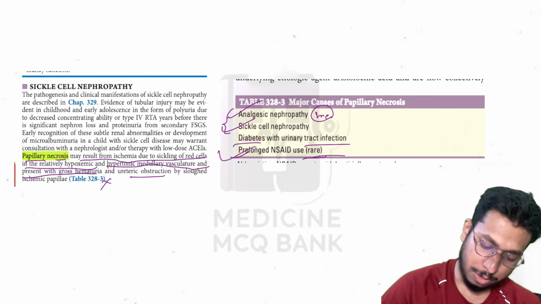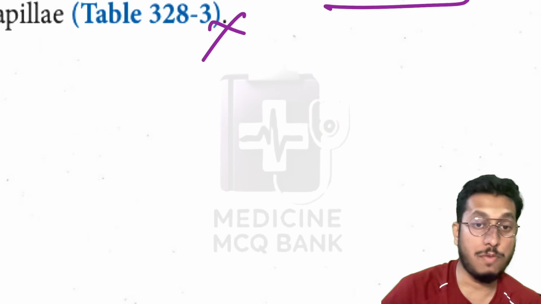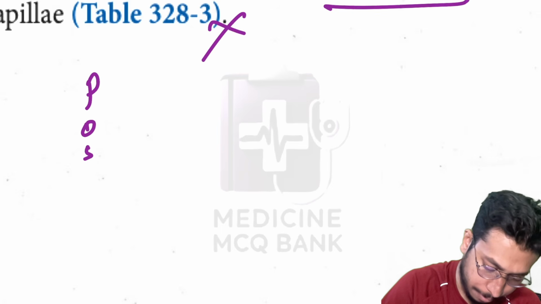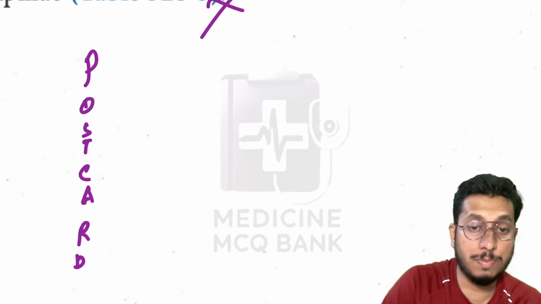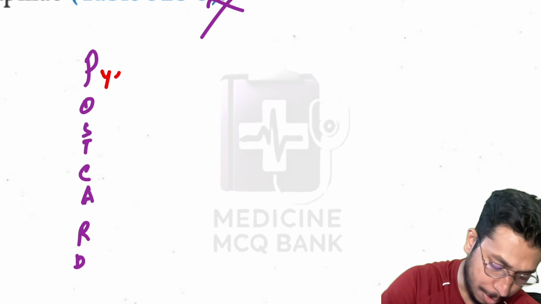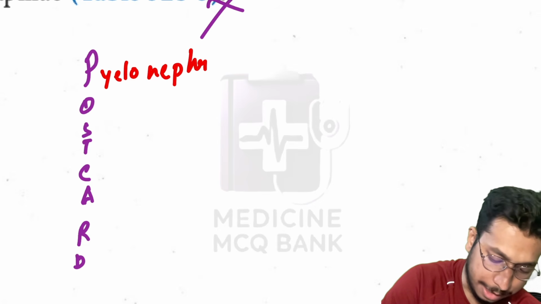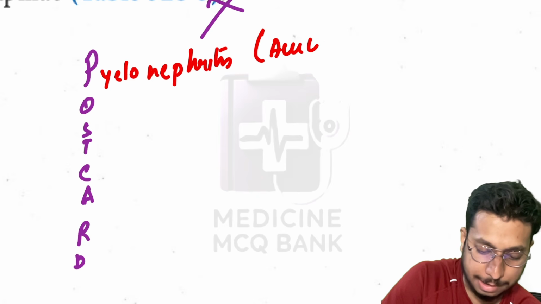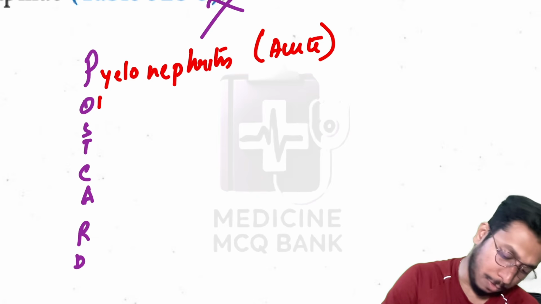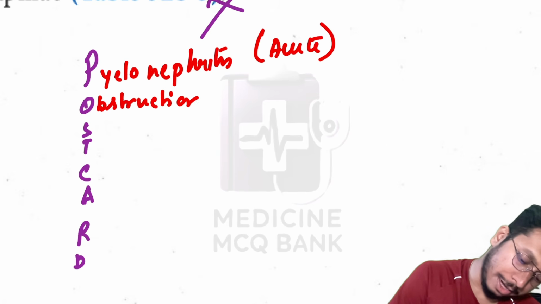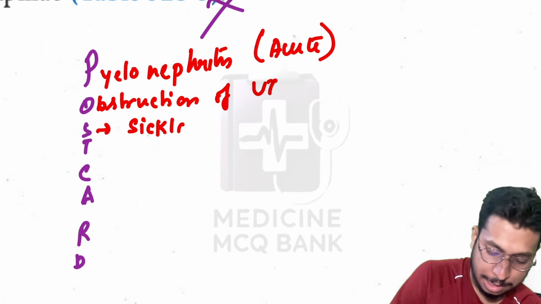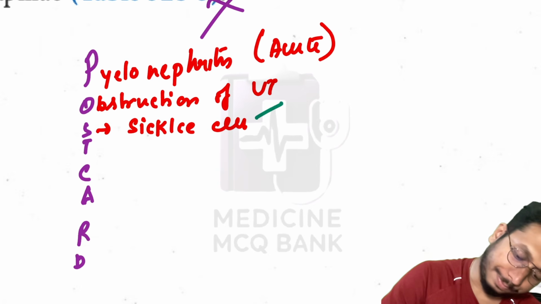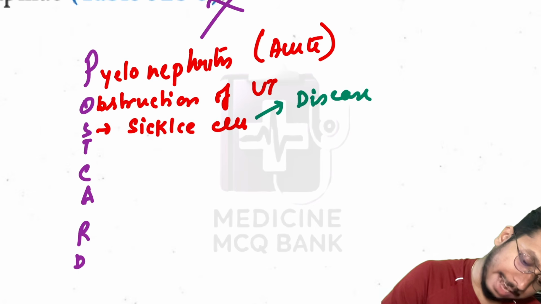Now, if you want to remember the causes of papillary necrosis, you can remember them with the mnemonic POSTCARD. One of the important causes is pyelonephritis, that is UTI. Acute pyelonephritis can lead to papillary necrosis. O is for obstruction of the urinary tract. S is sickle cell. Remember, both sickle cell disease and trait may result in such phenomena.